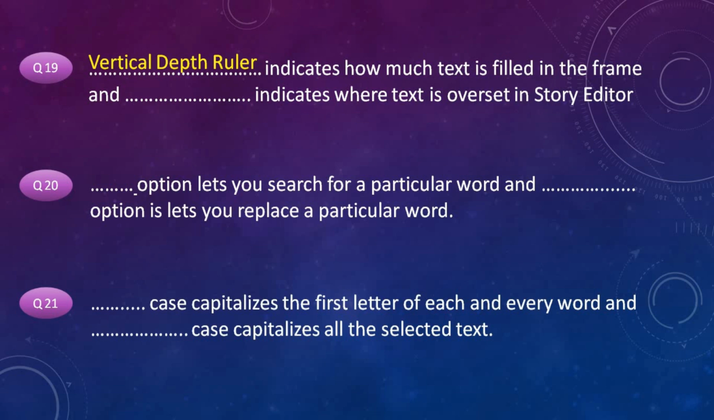The answer for this: vertical depth ruler indicates how much text is filled in the frame, and line indicates where text is overset in story editor. Find option lets you search for a particular word, and change to option lets you replace a particular word. Title case capitalizes the first letter of each and every word, and uppercase capitalizes all the selected text.